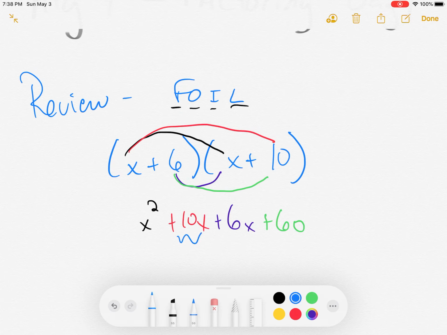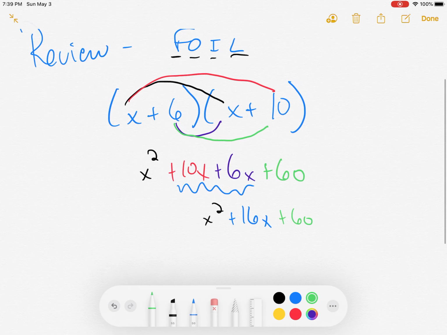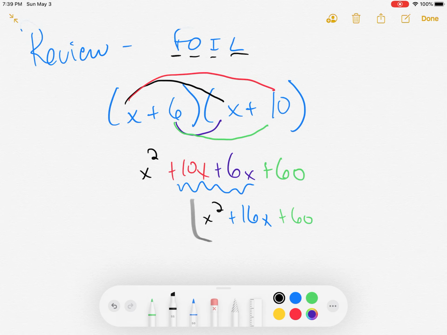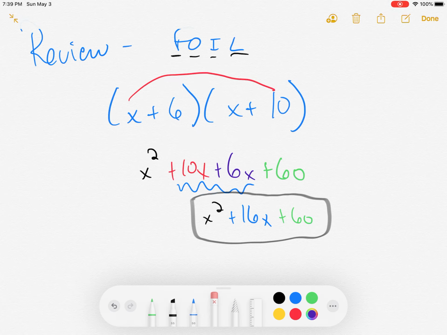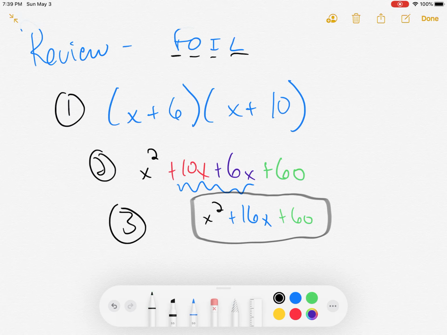And then in the middle here, we combine like terms, and we'd get a final answer of x squared plus 16x plus 60. Okay, so today what we are going to do is pretty much undo this process. Instead of starting with step 1, then step 2, and step 3, instead of foiling this, we're actually going to go backwards. We're going to start with step 3, and we're going to make it look like step 1. And that process is called factoring.